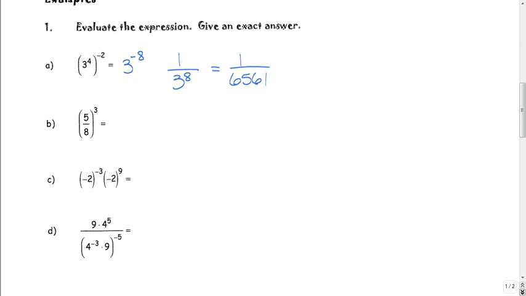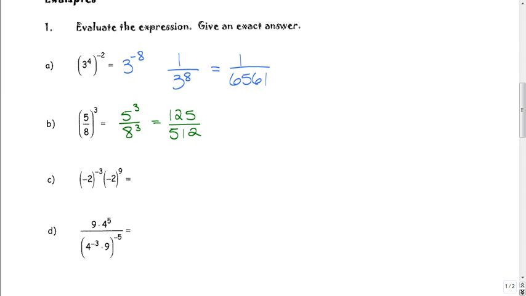So we have a set of parentheses. There's division inside. So we can write this as 5 to the 3rd over 8 to the 3rd. 5 to the 3rd is 125. 8 to the 3rd power is 512. We cannot simplify that. We're done. So again, just leave it alone.